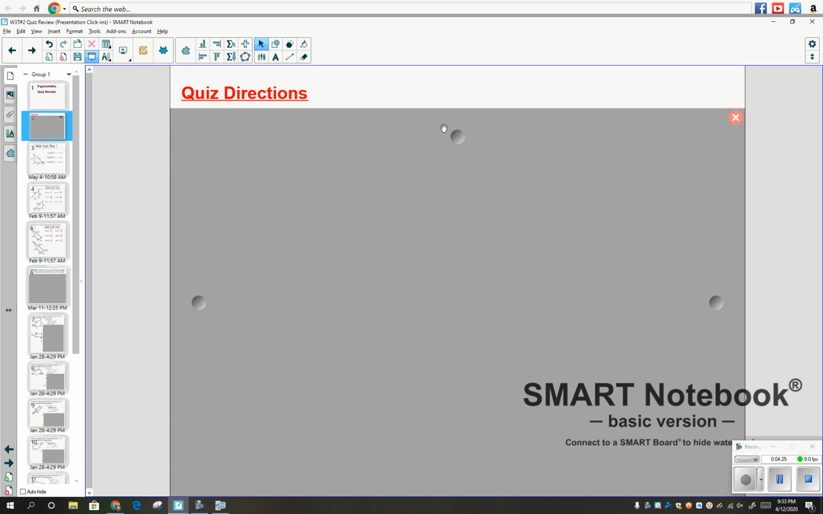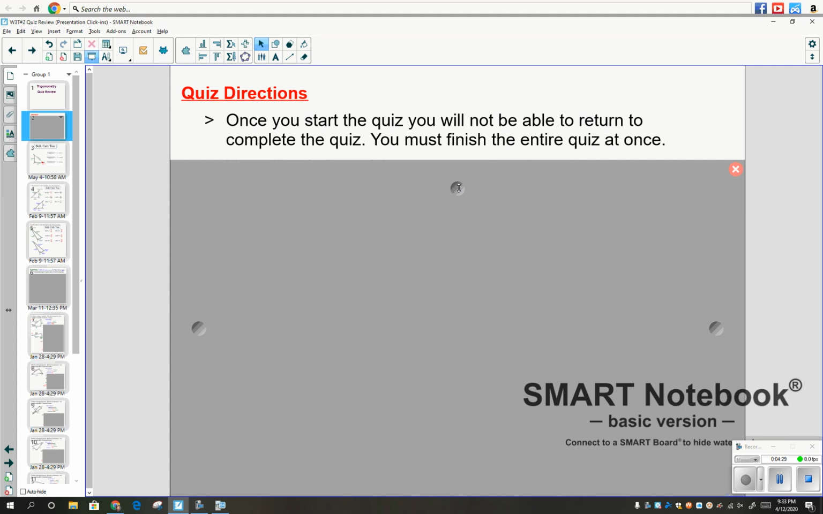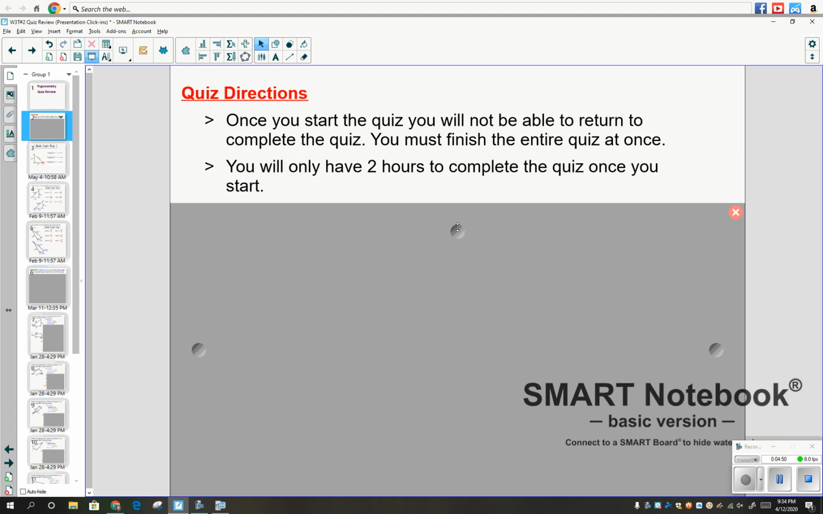Before you get off, I want to go over the quiz directions. Unlike the regular homework, once you start the quiz, you will not be able to return to complete it. When you click the start button, you can't go back in. You must finish the entire quiz at once. It is not resumable. That's different than our regular independent practice.